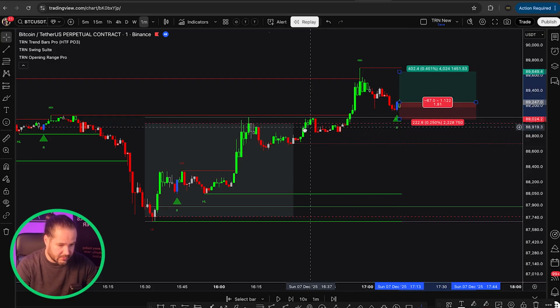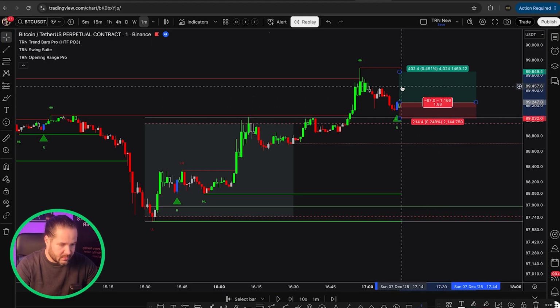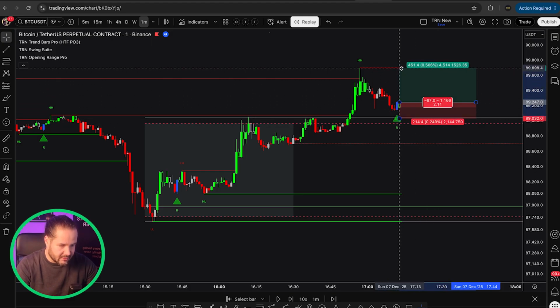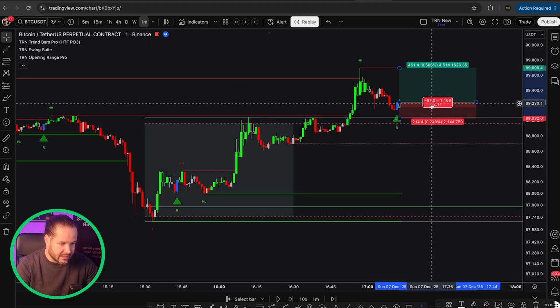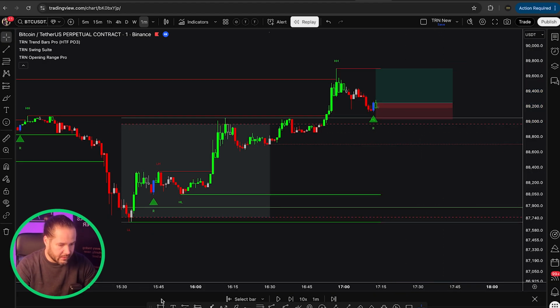This is very important in this case, where we have the pullback to the opening range high, that we place the stop loss below the opening range high. And then we can target a previous resistance level like this one right here. And this time we even get a better risk reward ratio of 2.1. That's very nice. And here we go.